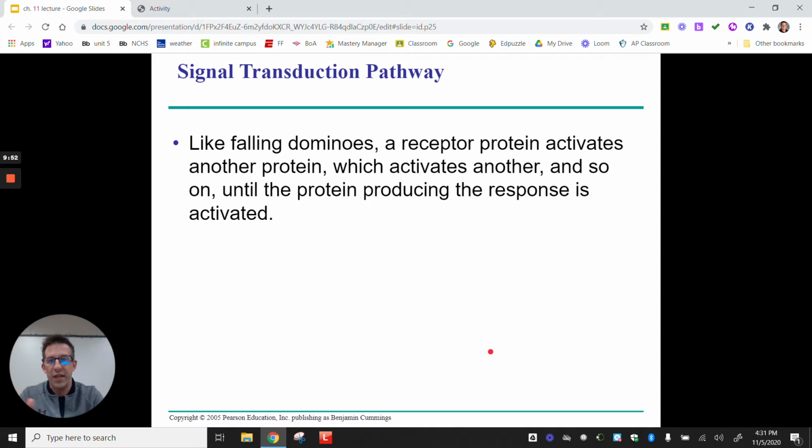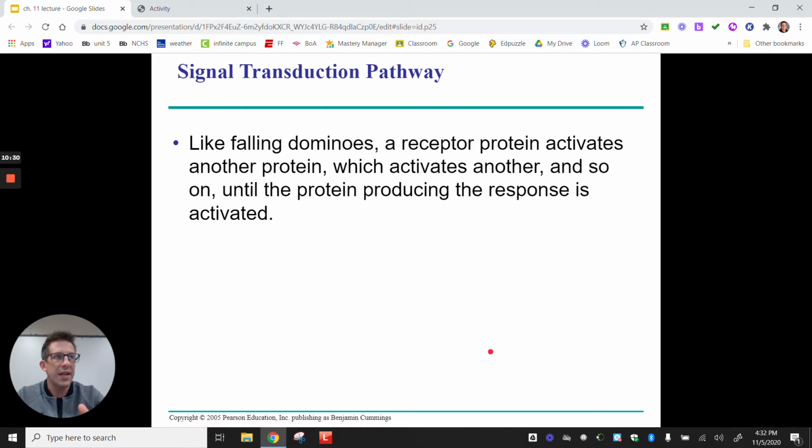Okay, so like falling dominoes, a receptor protein, the very beginning part of this, activates another protein, which activates another protein, and another one, and that one activates another one, and then that one activates another one, until the final protein that produces some kind of cell response is activated. Eventually there is a stopping point to this, but oftentimes there are 3, 4, 5, 6, 7 steps in a signal transduction pathway. And each one of those steps is represented by a particular protein that is activated. And then it activates another one. And then it activates another one.